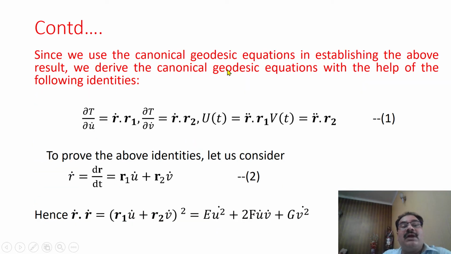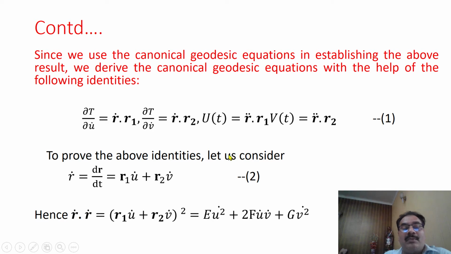Since we use the canonical geodesic equations in establishing the above result, we derive the canonical geodesic equations with the help of the following identities. The identities we are already familiar with, but just on a quick note, look at this. ∂T/∂u̇ = ṙ · r1 and ∂T/∂v̇ = ṙ · r2, U_t = r̈ · r1, V_t = r̈ · r2. Let us suppose this is equation number 1.